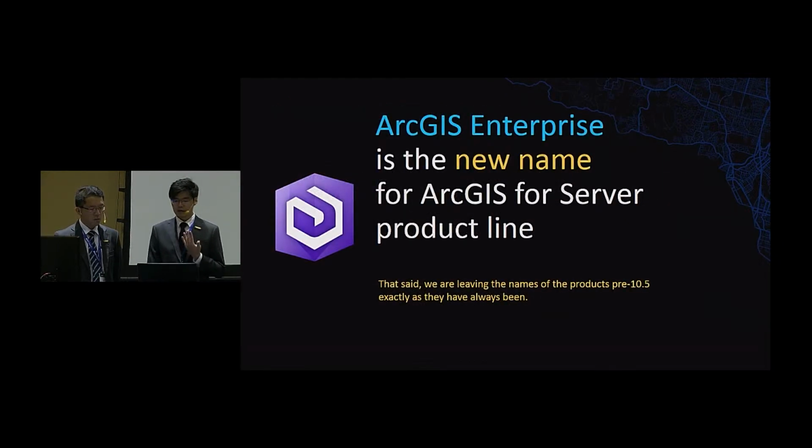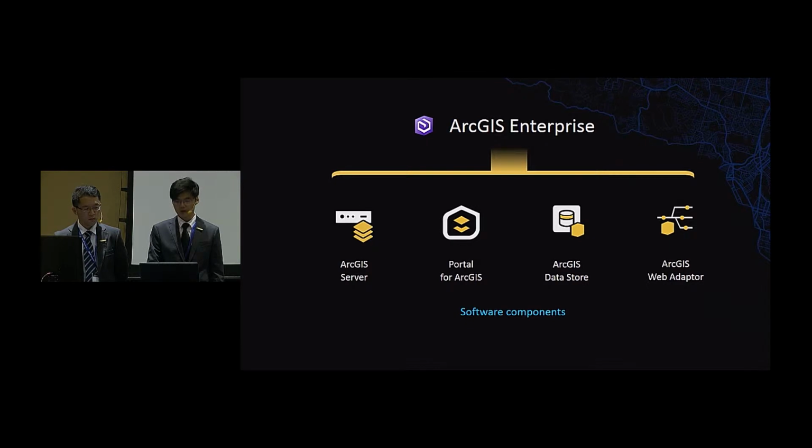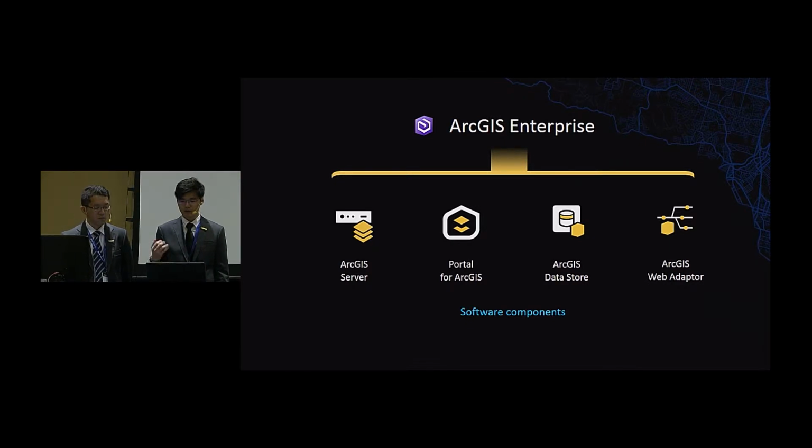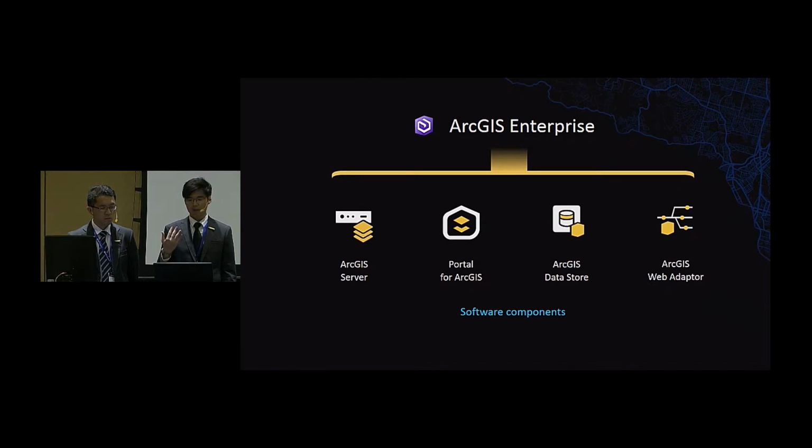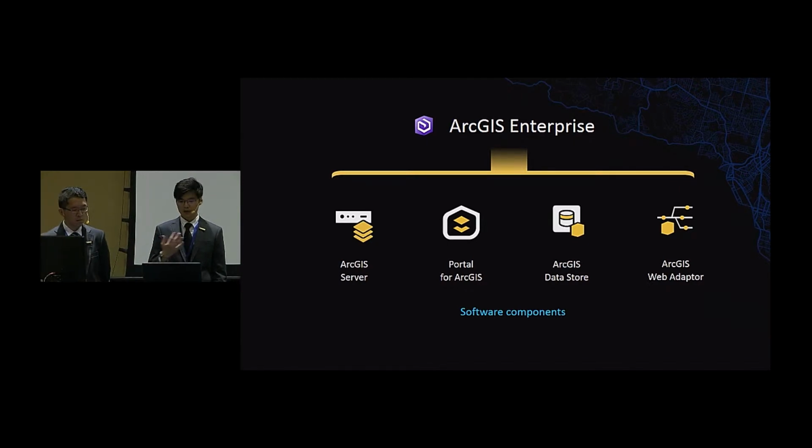And now, ArcGIS for Server has been rebranded to ArcGIS Enterprise. ArcGIS Enterprise is now the new product name at 10.5. But that being said, we are leaving the names of the products pre 10.5 exactly as they are. What I would like to point out here is that ArcGIS Enterprise consists of several individual software components that have been designed to work together.